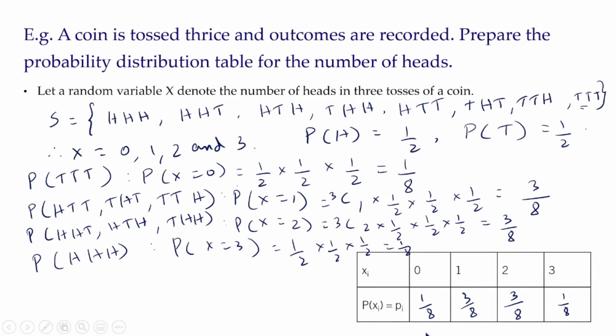Here we can see that if we add all these, we will get 1. 1 by 8 plus 3 by 8 plus 3 by 8 plus 1 by 8 is equal to 8 by 8, which is equal to 1. So the sum of all these probabilities is equal to 1. So this is the probability distribution table of the random variable x, which denotes the number of heads in 3 tosses of a coin.